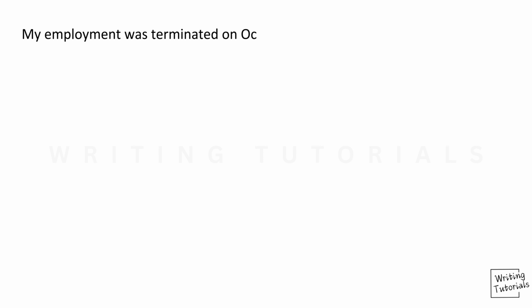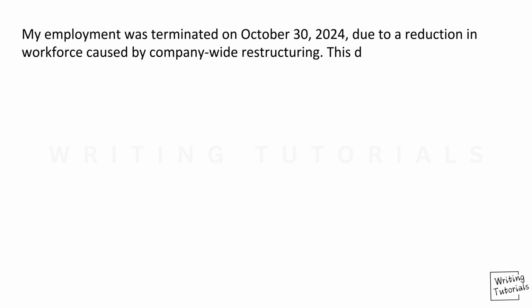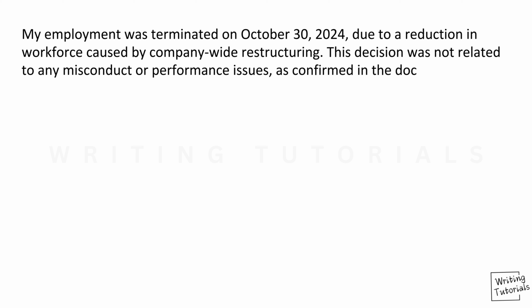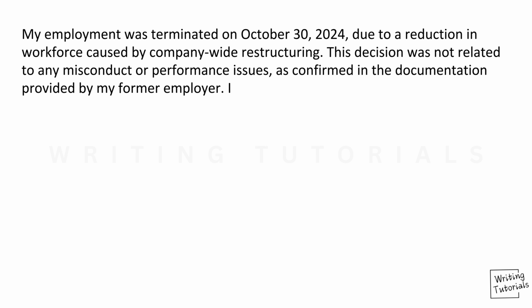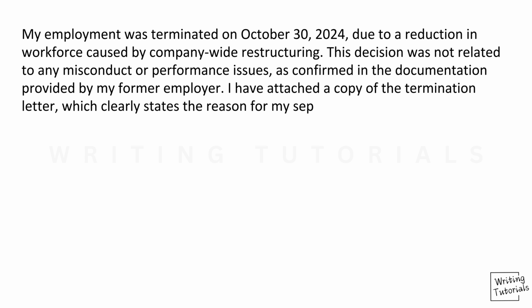Explaining the reason for the appeal. In the next paragraph, Michael elaborates on the situation. "My employment was terminated on October 30th, 2024, due to a reduction in workforce caused by company-wide restructuring. This decision was not related to any misconduct or performance issues, as confirmed in the documentation provided by my former employer. I have attached a copy of the termination letter, which clearly states the reason for my separation."